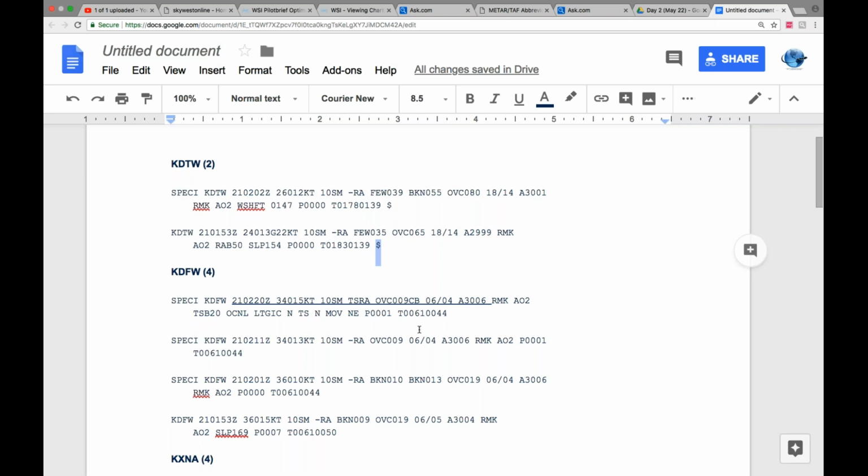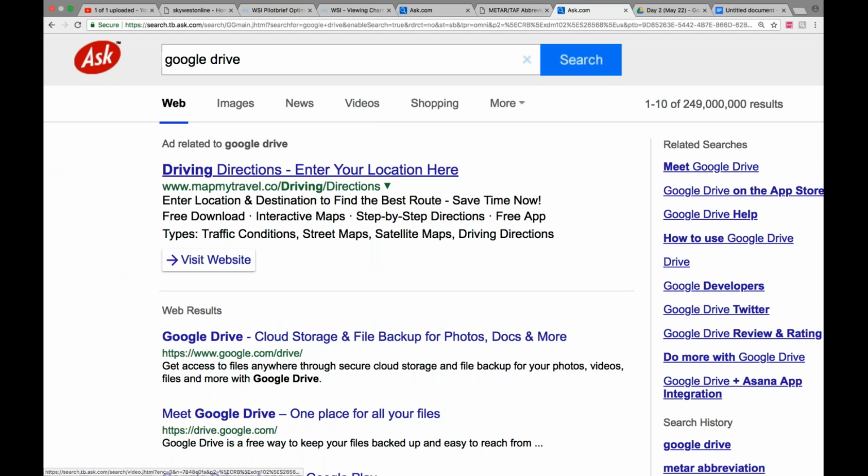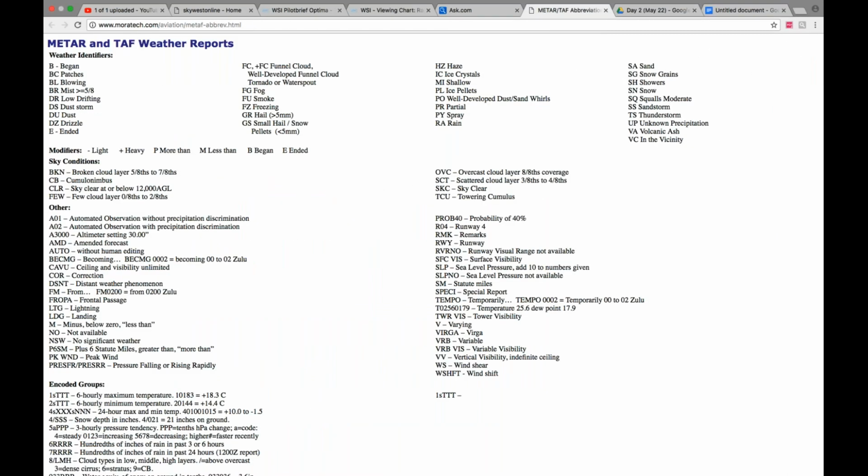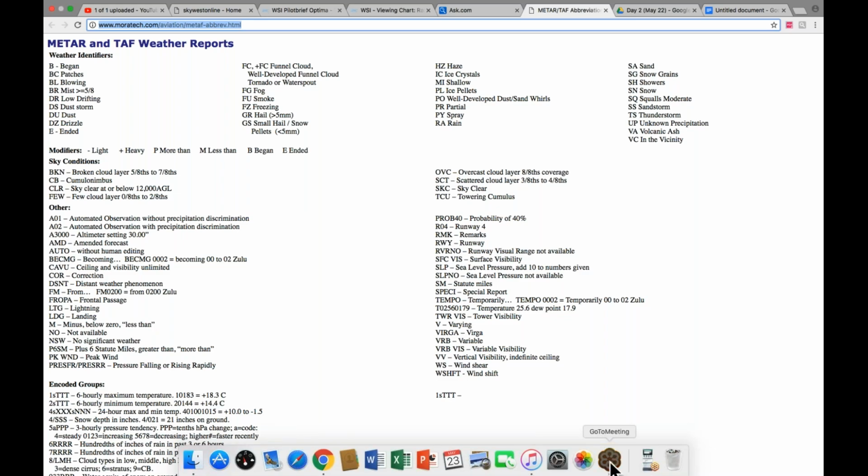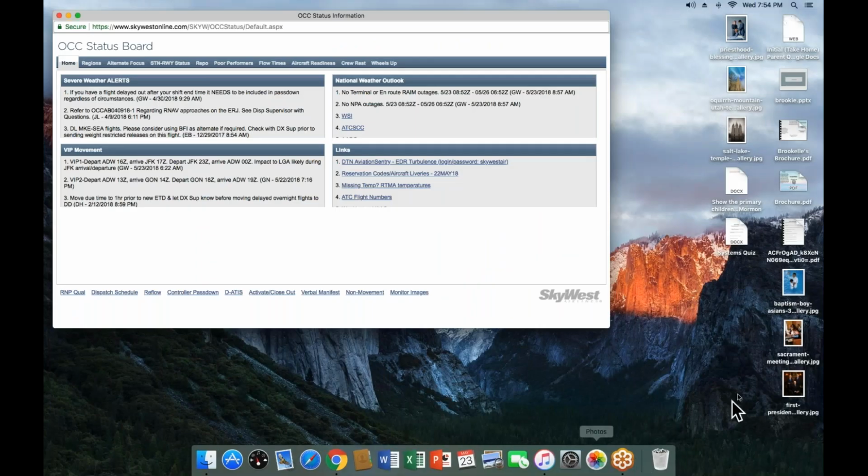So if you guys have the ability, if you have a phone or an iPad or something of that nature, pull up that Moratech link that I posted. Let's see, I still have it here? Yeah, I'll post it in the comments here if you guys need it in the chat window.